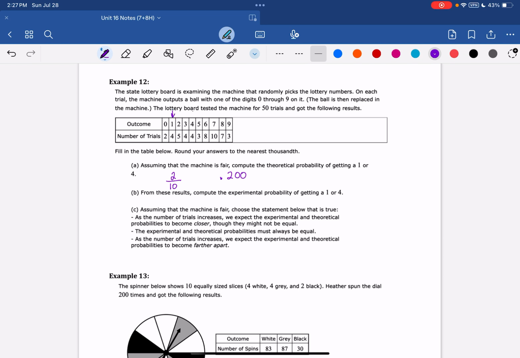So I'm going to look at the 1. I'm going to look at the 4. Sorry. The results, we got 8 out of the 50 trials, which is 0.160. Okay, assuming that the machine is fair, choose the statement that works. As the number of trials increases, we expect that the experimental and theoretical probabilities will become closer, though they may not be equal. That would be the statement that would work.